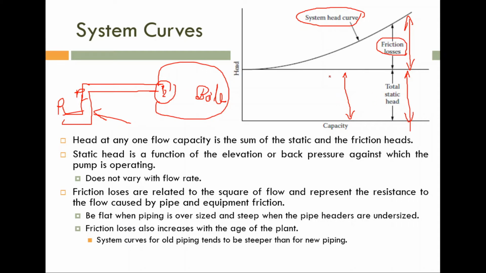Then it depends upon the friction loss also. It depends upon the age of that pipeline. If it is too old, then you can see that the friction loss will be more. This part will be more. If the pipeline is too old, then you can see this type of curve, a steep curve. If it is a new pipeline, then you can see an almost flat curve like this one. So it depends upon the age of the pipeline.